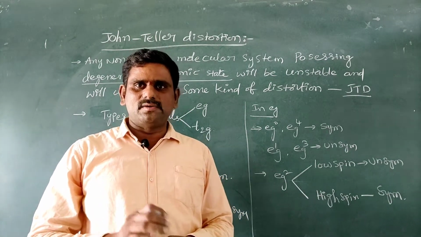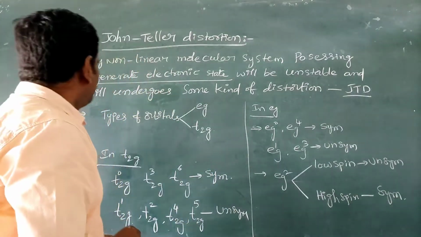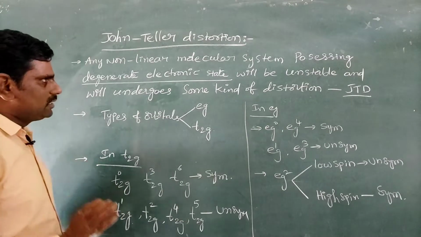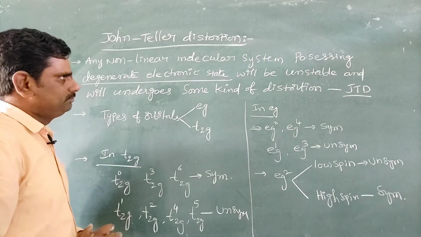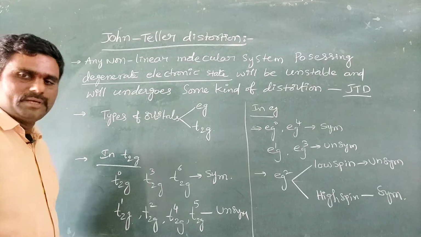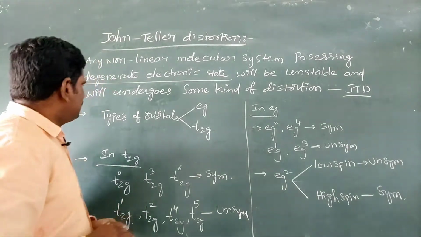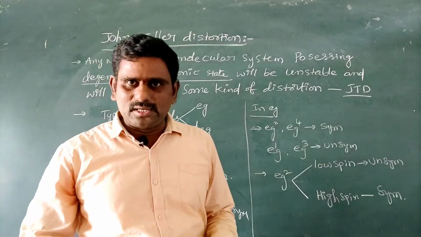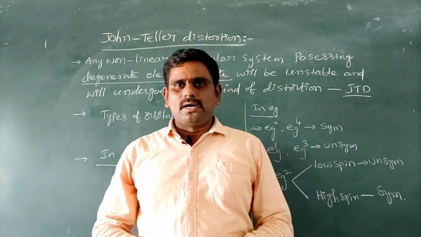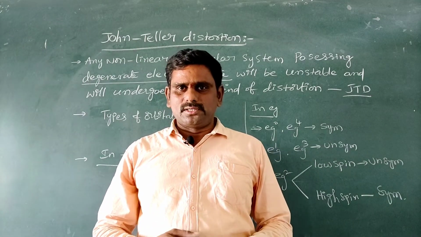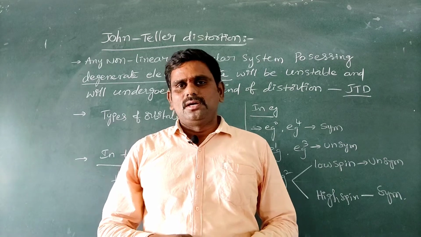Jahn-Teller distortion is a phenomenon in which any non-linear molecular system possessing a degenerate electron configuration or degenerate electronic state will be unstable, and it will undergo some kind of distortion. Due to this Jahn-Teller distortion, molecular symmetry lowers and it gains some stability.